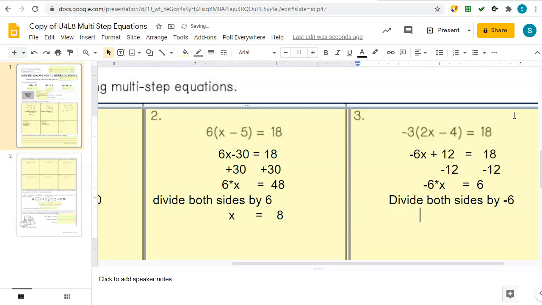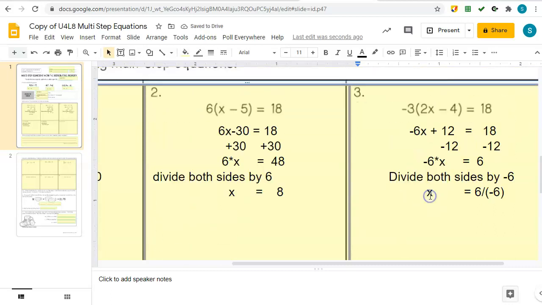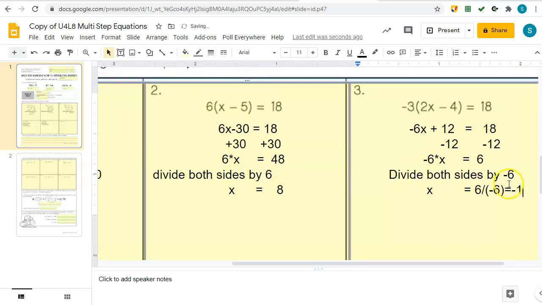So we get x equals 6 divided by negative 6. Right? Let's check our answer, which, by the way, yes, I said it before, but I didn't write it down, equals negative 1.